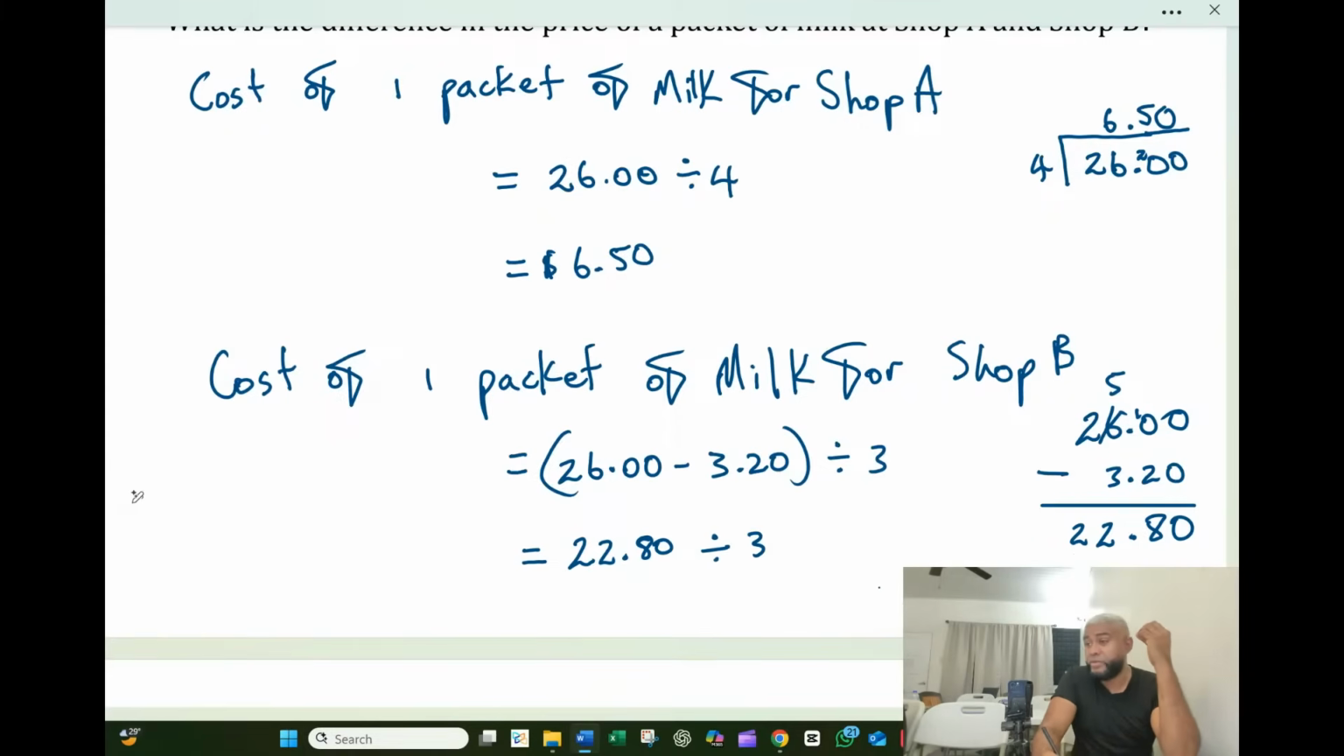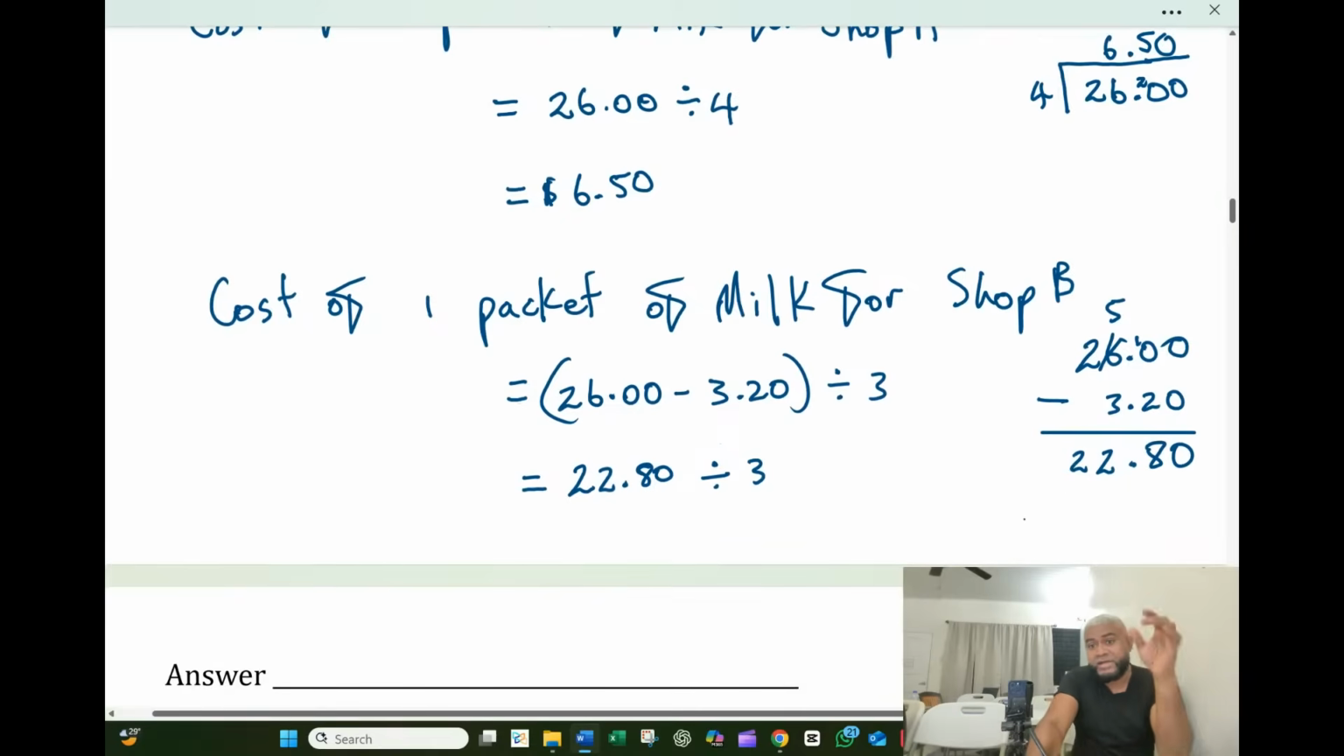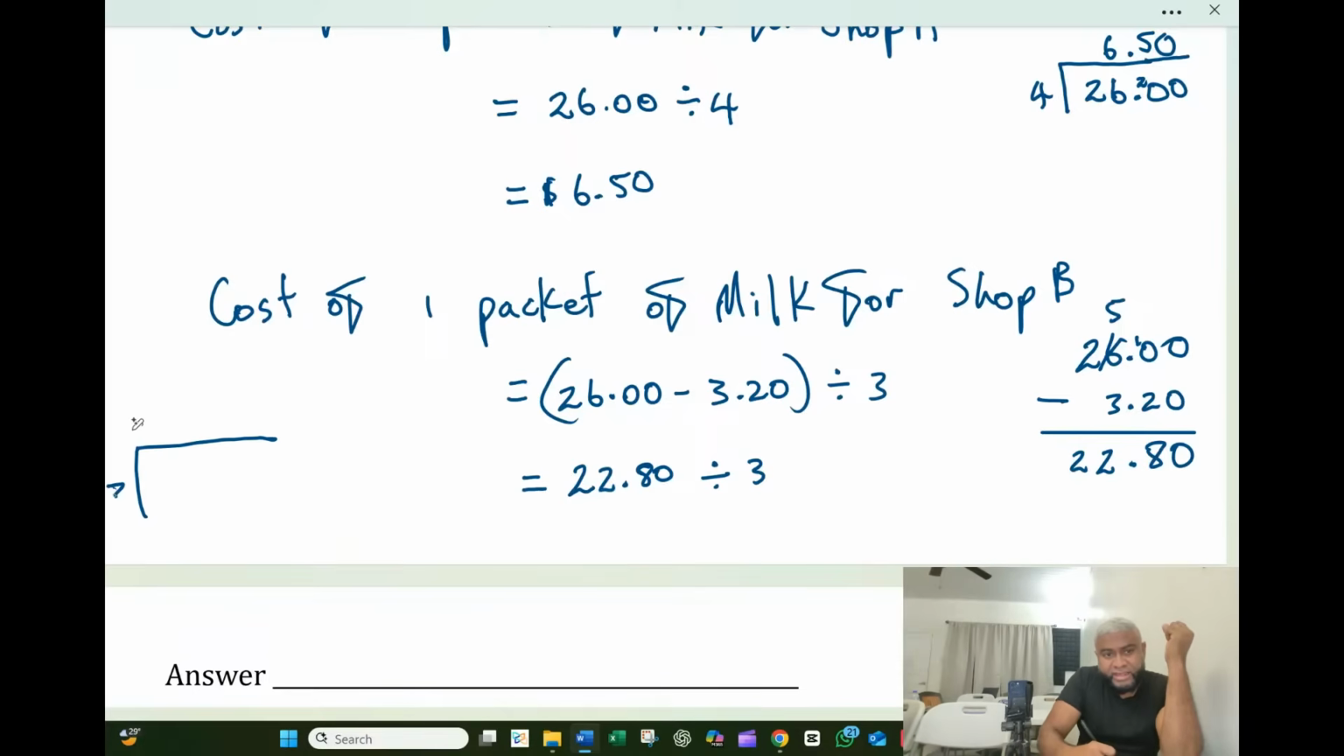Let's work. We need to divide that, right? I wonder if I could squeeze that in here, boy. I do it on this side, guys. I don't want to run out of space in that corner. Actually, I will do it right here. No. Here. All right, so we have 3, and then we have 22.80, right?